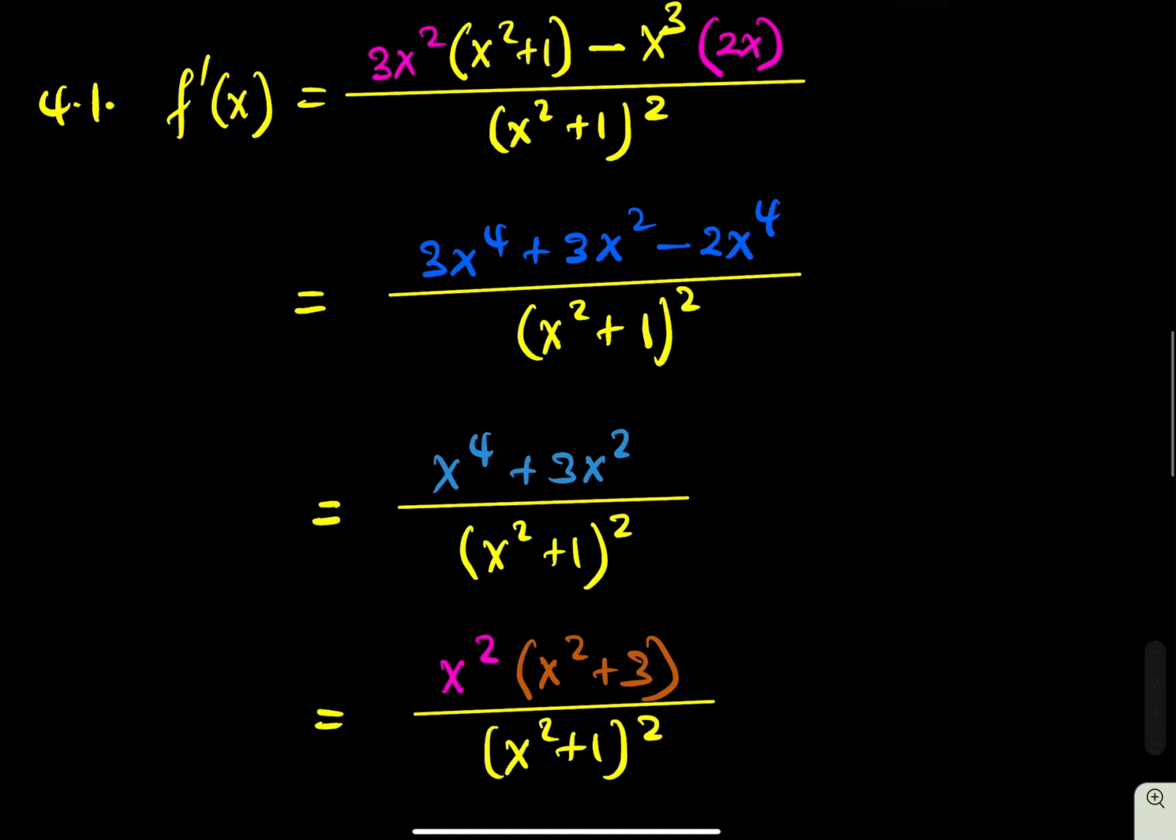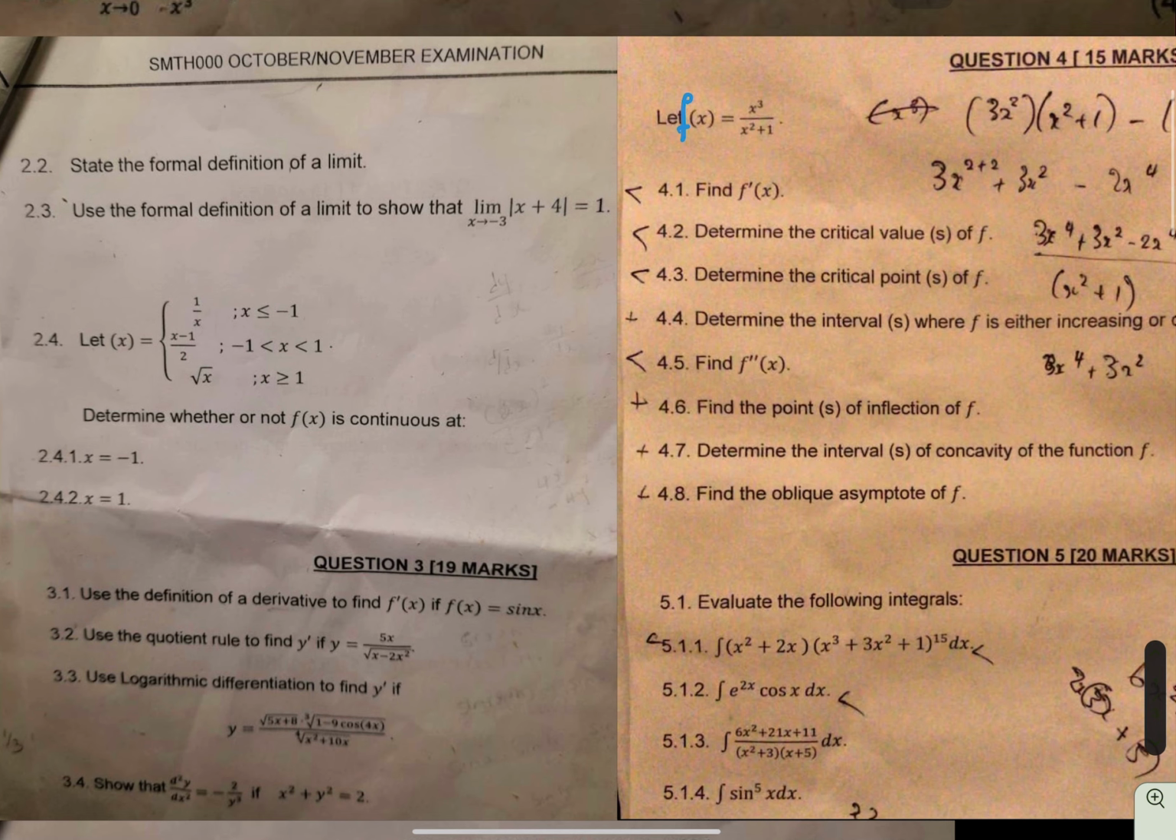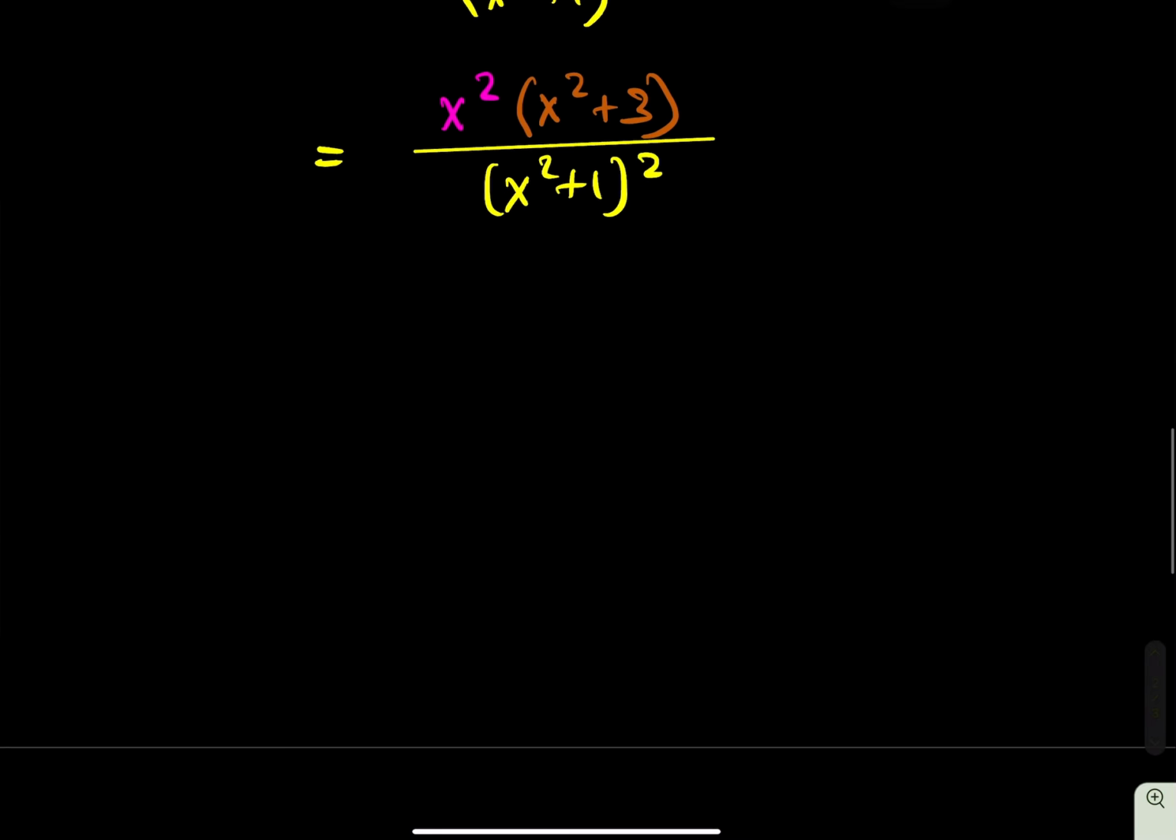The second question, what are they looking for? Let's check. They say determine the critical values. So what are the critical values? Here we are talking about the stationary values, or the x coordinates of the turning points. Those are the critical values of f. So how do you find those guys?